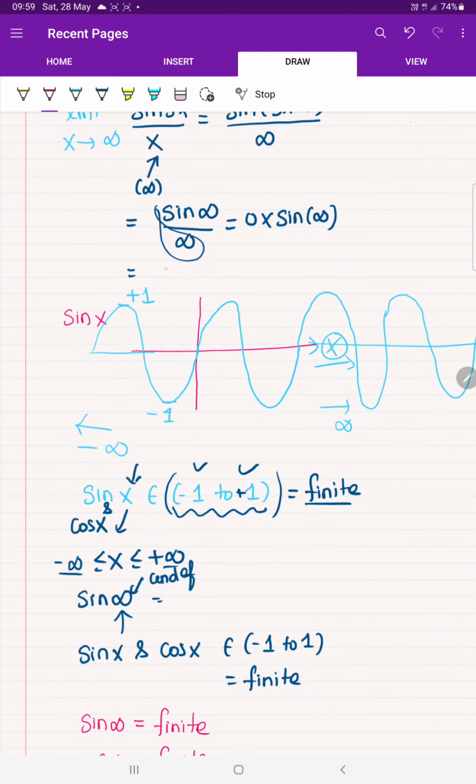Okay, finally what we understood here: 0 into what is the value of sine infinity? Sine infinity will be finite, but the exact value I don't know. What I know is that it is finite and it lies between minus 1 and plus 1 only. So, you can take any value between minus 1 and plus 1, but it is strictly finite, right? Finite into 0, what is the resultant answer? It will be 0.